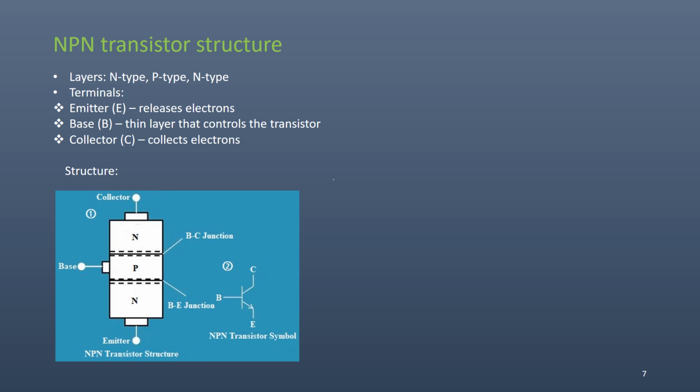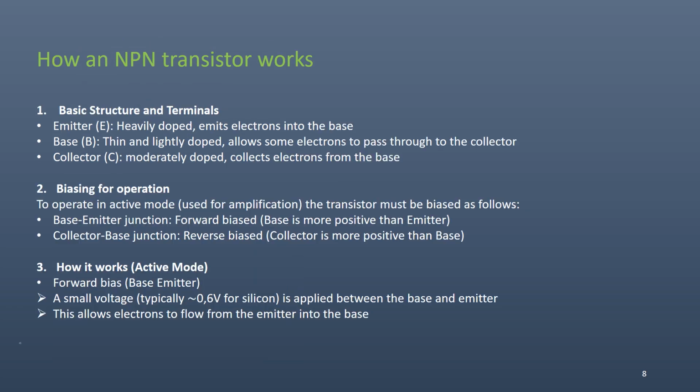How an NPN transistor works. We start with the basic structure and terminals. Emitter: heavily doped, it emits electrons into the base. The base: thin and lightly doped, it allows some electrons to pass through to the collector. Collector: moderately doped, it collects electrons from the base.